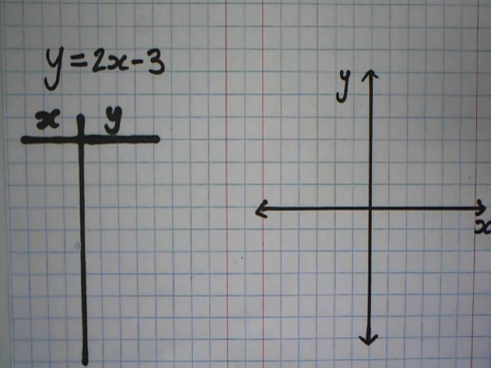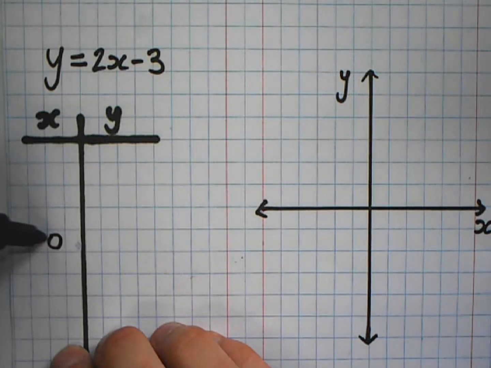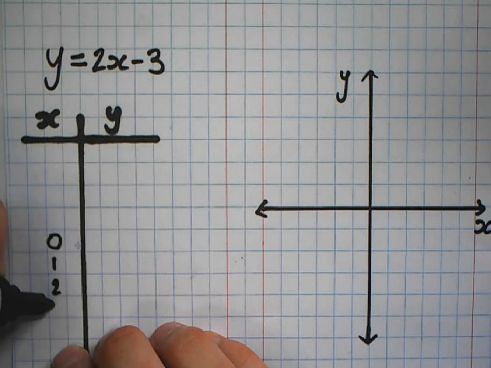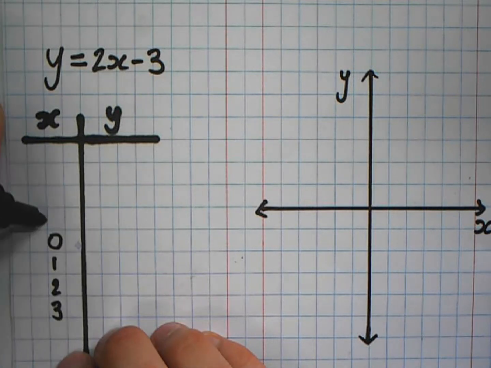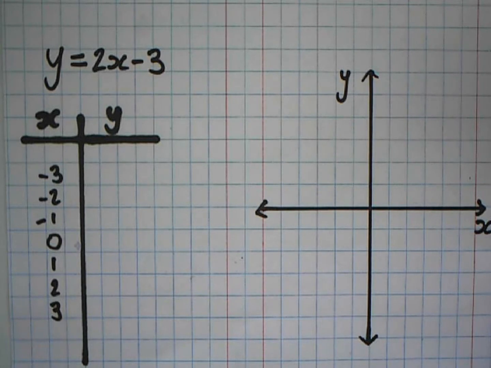Now, generally it's quite good to plot a range of values. I'll start at 0 here and then go 1, 2, and 3, and then I can also go back to -1, -2, and -3. So we'll start off with 0 because 0 is usually an easy number to work with.